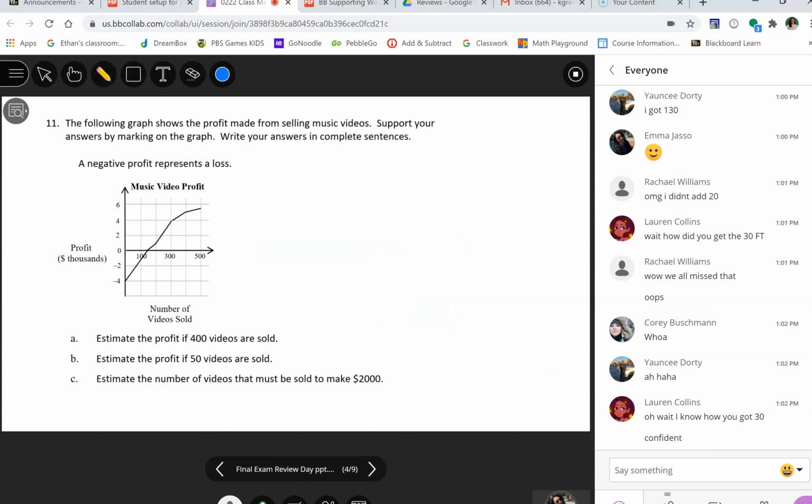Oh, the yucky graphs. I actually made a video solution for a couple of the problems on the review because we had similar questions on practice tests that were missed. So I'm going to be quiet for a second and give you a chance to read through this graph. It's talking about the number of videos sold and profit made off of those videos. I'm going to be quiet and see how you do on this. So answer A, B, and C.